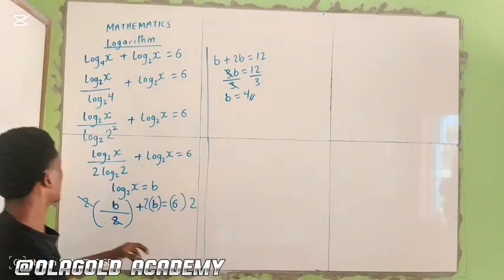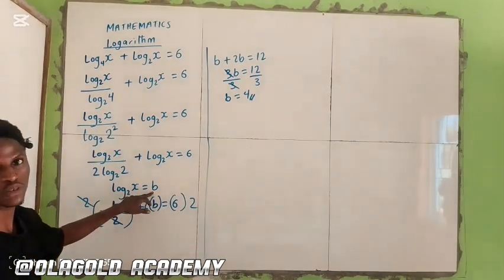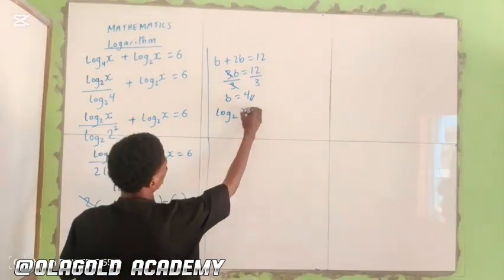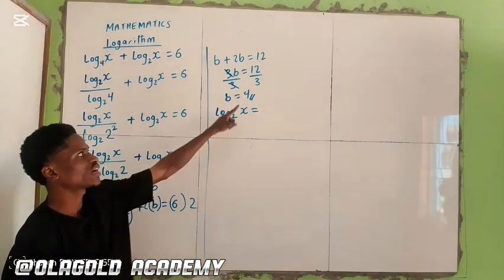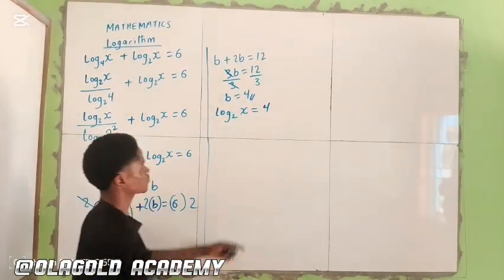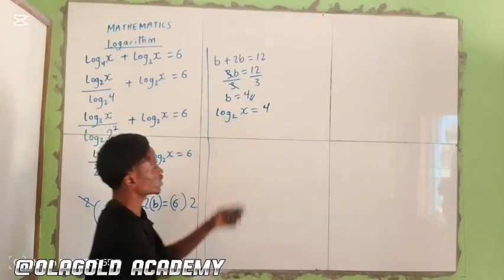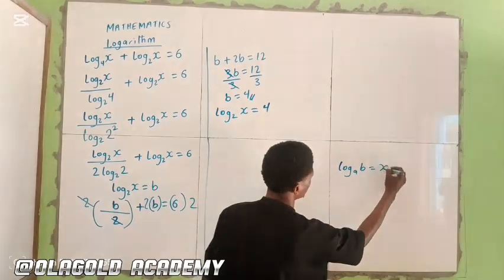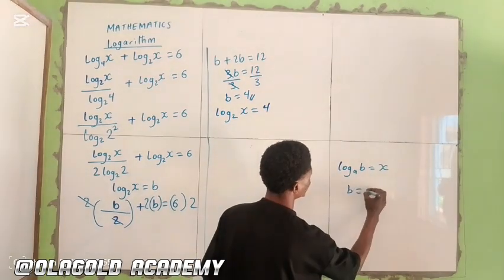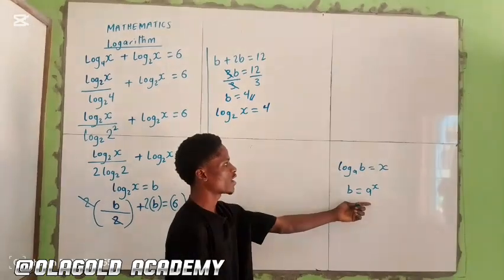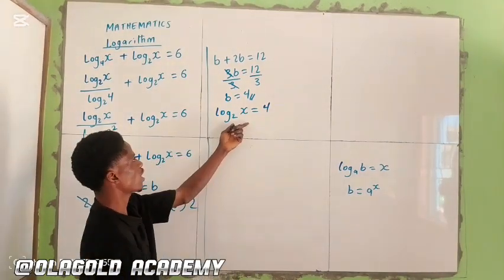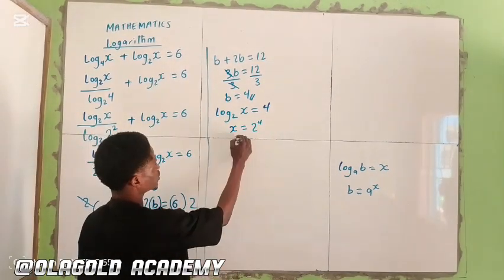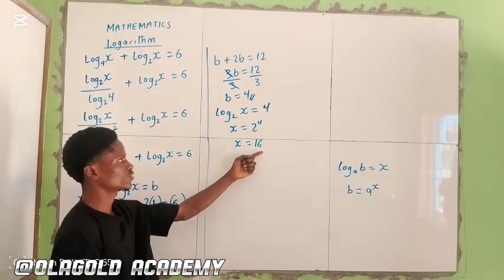But remember, my log 2 of x is b. So I can have my log 2 of x equal to, remember my b is now 4, I'm going to have 4. Now, the law of logarithm says if I have log a of b equal to x, I'm going to have b equal to a to the power of x. So I can apply it here. So we have my x equal to 2 raised to the power of 4. So finally my x becomes 16. So this is my x.